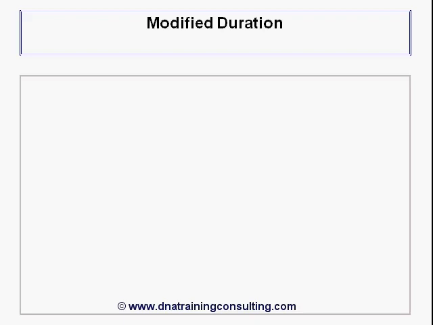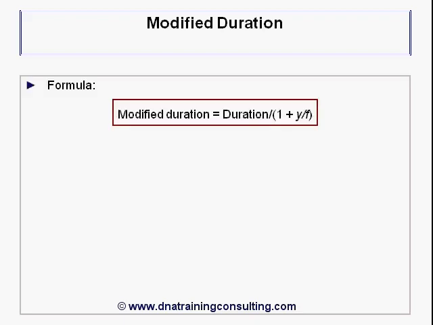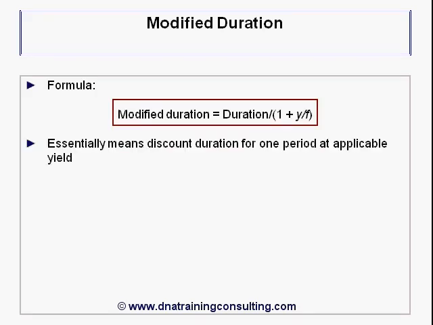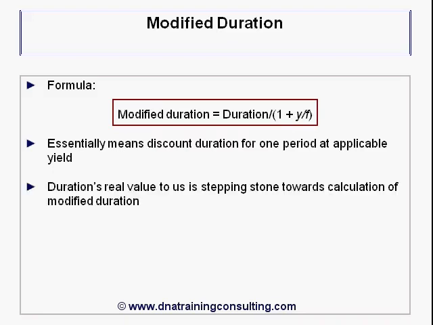We now introduce modified duration, whose formula is quite easy and appears now. This means essentially that you take duration and discount it for one period at the applicable yield to obtain modified duration. Duration itself has useful applications in various areas of finance, such as portfolio management, but its real value for our present purposes is simply as a stepping stone towards the calculation of modified duration.